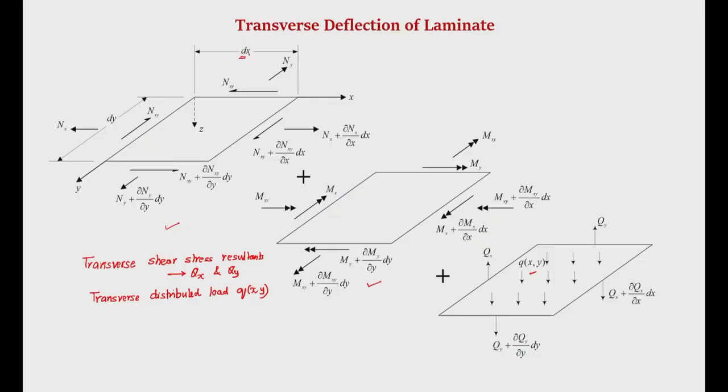So, considering a small element whose length dx is very, very small, and this is dy, we could write that, suppose the force resultant here is Nx. Therefore, at a distance of dx from this, the force resultant will be Nx plus del Nx by del x into dx. From Taylor's theorem, we can write the value of Nx at a neighboring point at a distance of dx. Similarly, Ny is the force resultant here, and at a distance of dy it is Ny plus del Ny by del y into dy. Similarly, we could write Nxy and its increment at a distance of dx, and in the same way we have written the moment resultants.